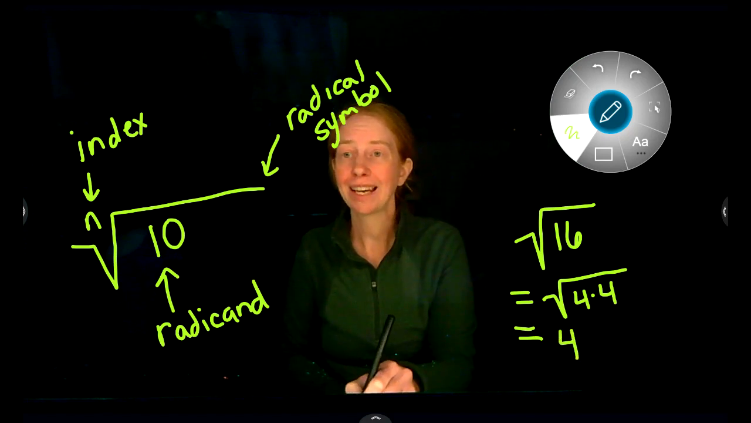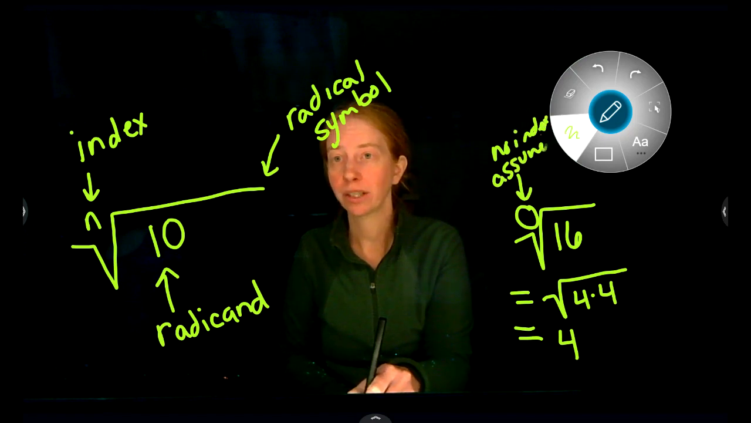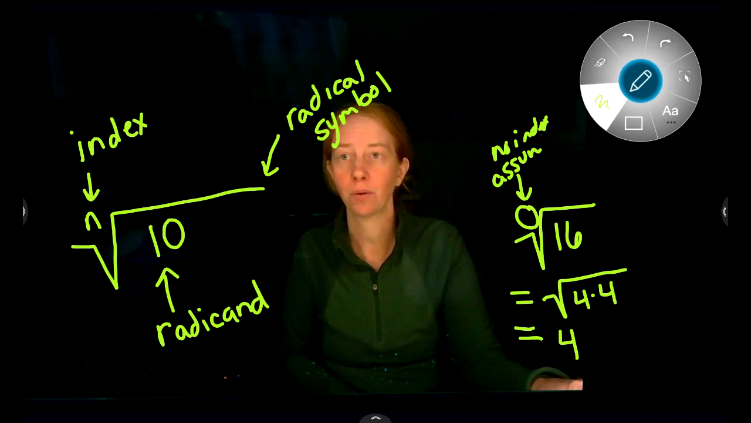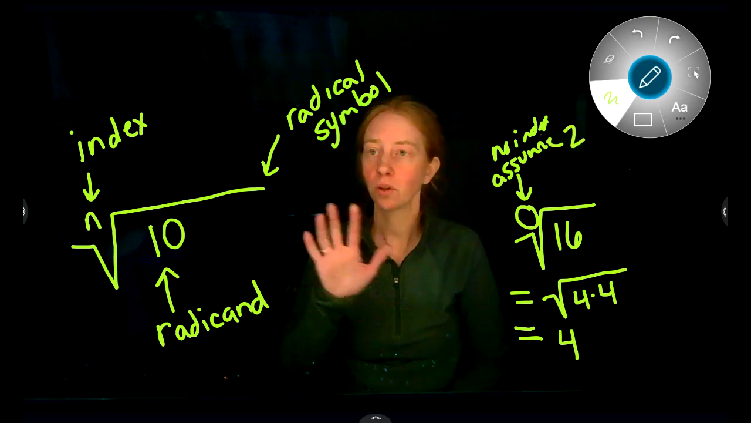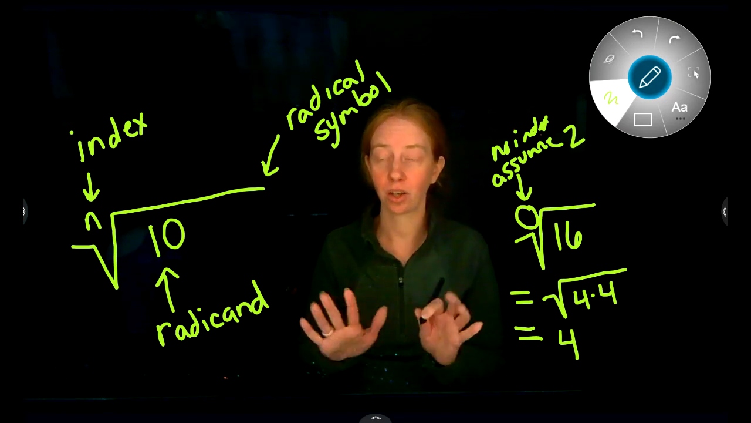Additionally, when it doesn't have an index right here, no index, we assume that it is 2. I'm going to move this out of the way though, because it's running into it. So those are just some things to know before we really get going.